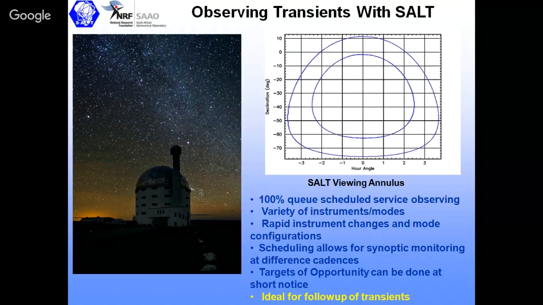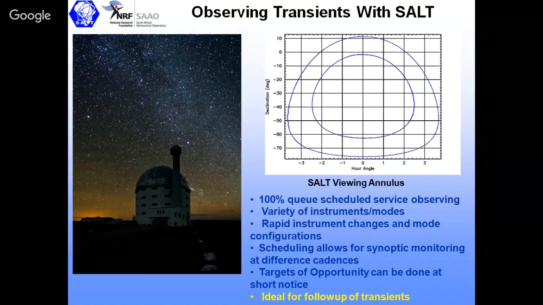So this is a 100% queue-scheduled service observing telescope. Astronomers do not go there to do their own observations. They're put in a queue, and they're automatically scheduled depending on what sort of conditions are required. In some ways that's restrictive, because if something suddenly happens, it might be in here and it might take a couple of hours before it's viewable.